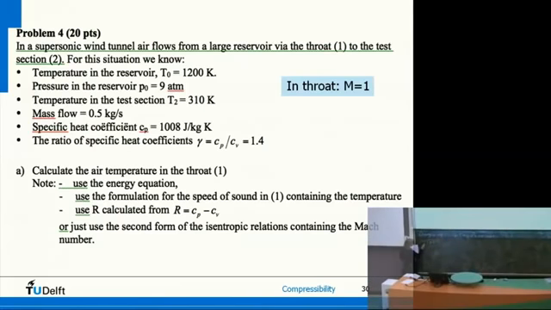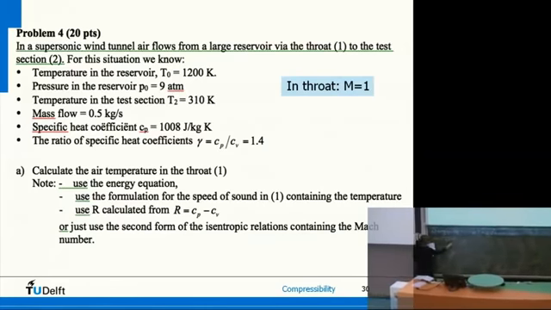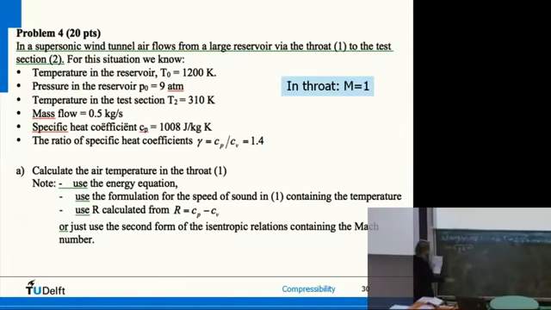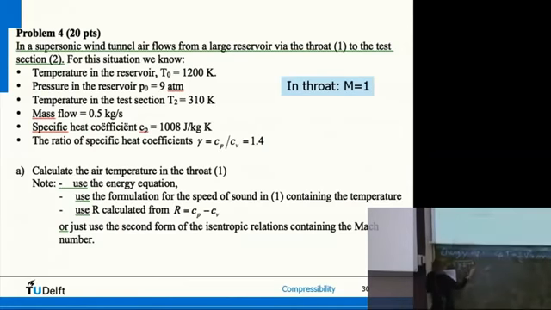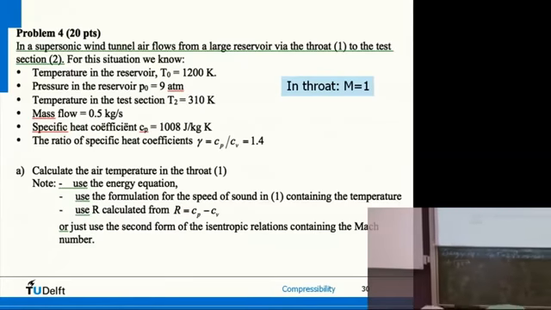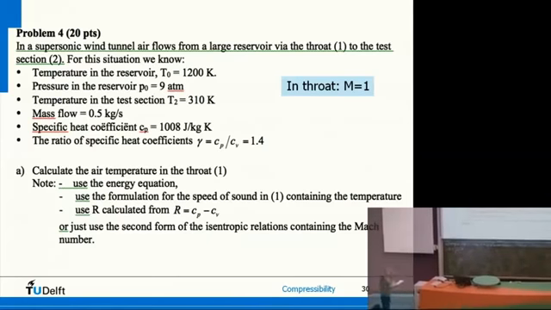So the idea is, using R and gamma, we're looking for T in the throat, right? In the throat, typically we write it with a star, T star, A star. So if we have gamma and R, we can compute T if we know the speed of sound. So we need the speed of sound in the throat, right? Any ideas? Speed of sound in the throat. Mach 1, yeah, so it's equal to the velocity in the throat, good news.